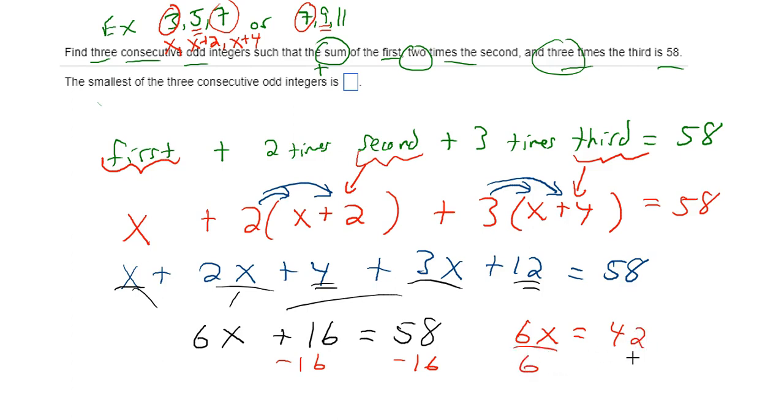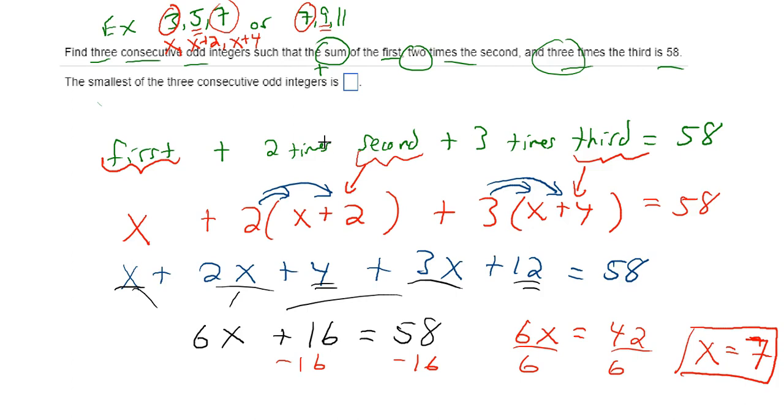So we divide by 6 on both sides, and we get x is equal to 7. All right, and so that's an odd number. That's a good sign. If we got 6 here, it's not a good sign because we're looking for odd numbers. We shouldn't be getting an answer that's even.